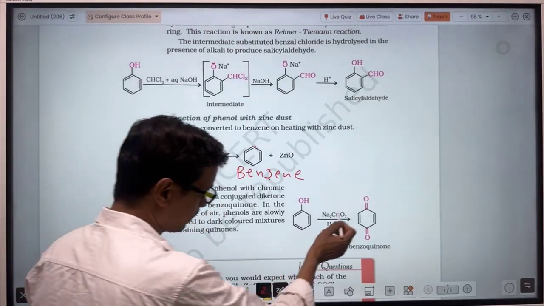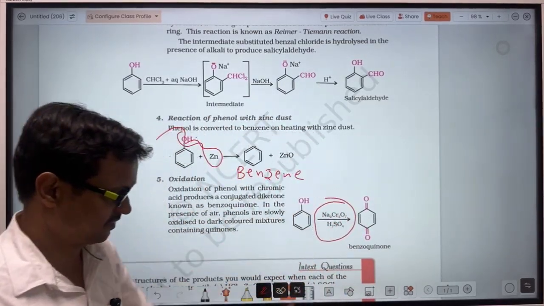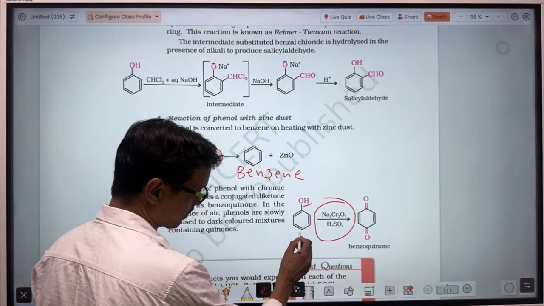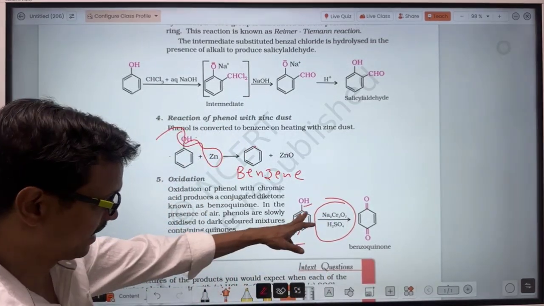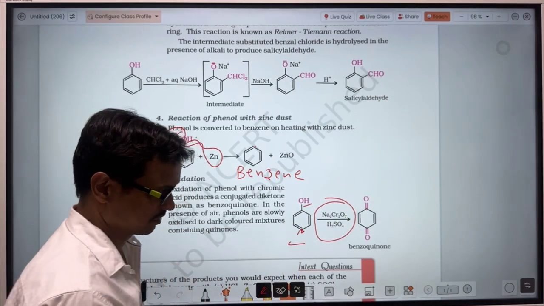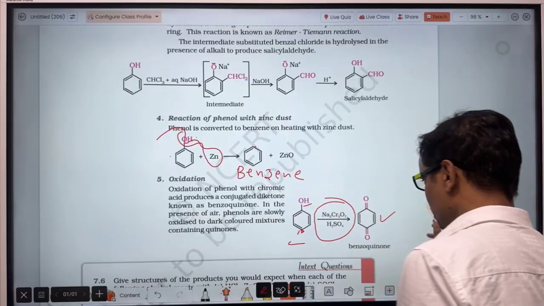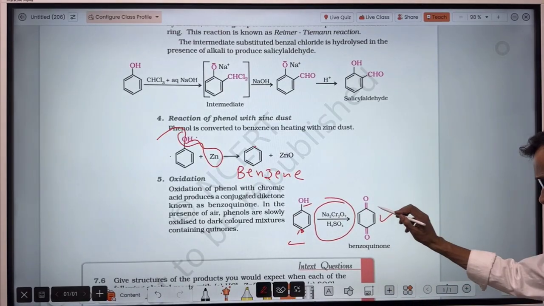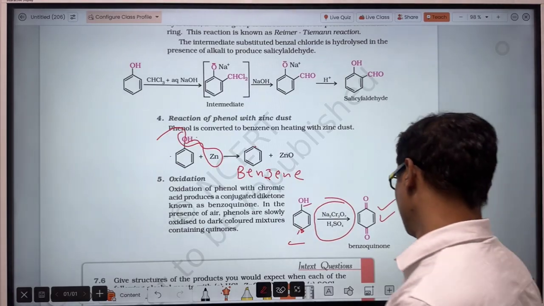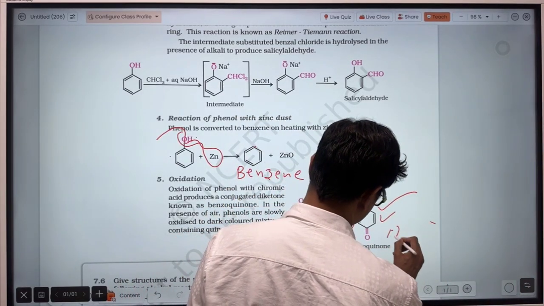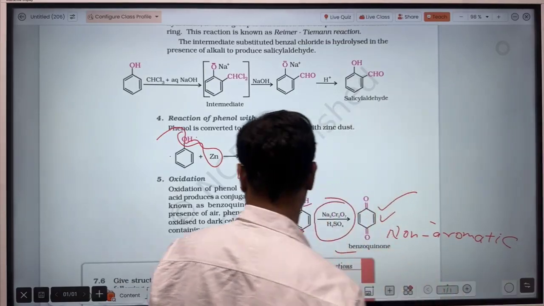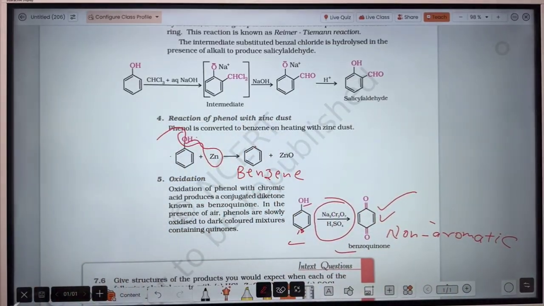When the phenol will be treated with a strong oxidizing agent, very strong oxidizing agent, then what happened? From here the hydrogen releases, from here also hydrogen will release. And the oxygen provided from here, that will bond to the carbon of para position. So that is called benzoquinone. Keep in mind, this is not an aromatic compound. This is aliphatic compound. This is benzoquinone. It is non-aromatic.